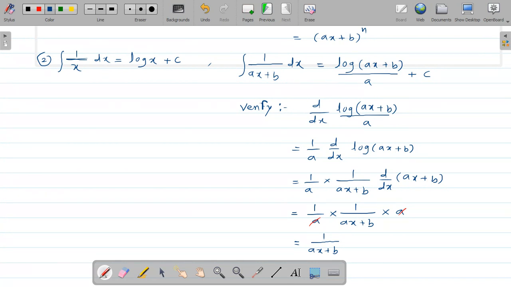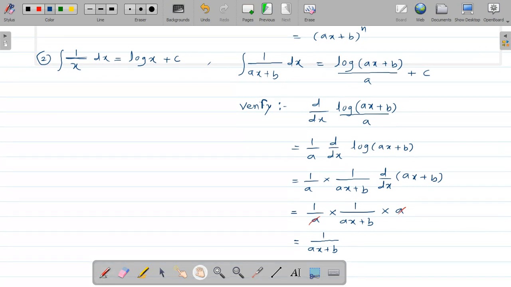So now onwards you remember, if the integration of 1 upon x is log x plus c, then the integration of 1 upon ax plus b is equal to log of ax plus b upon a plus constant. Okay.